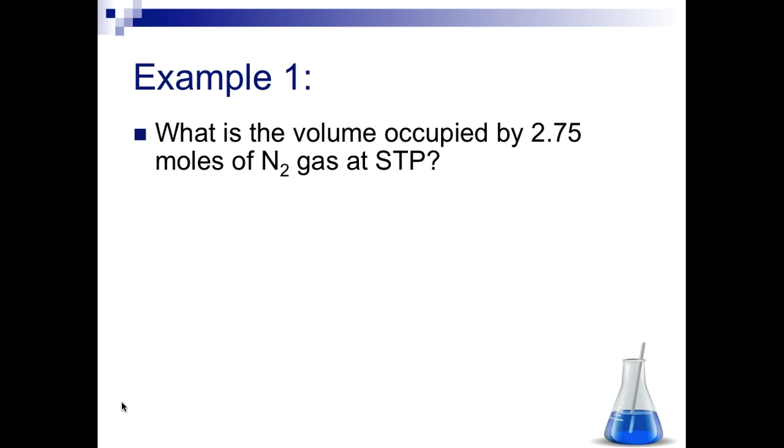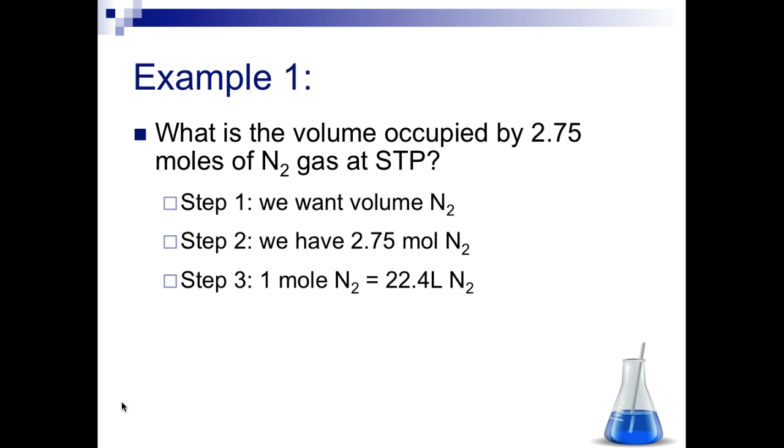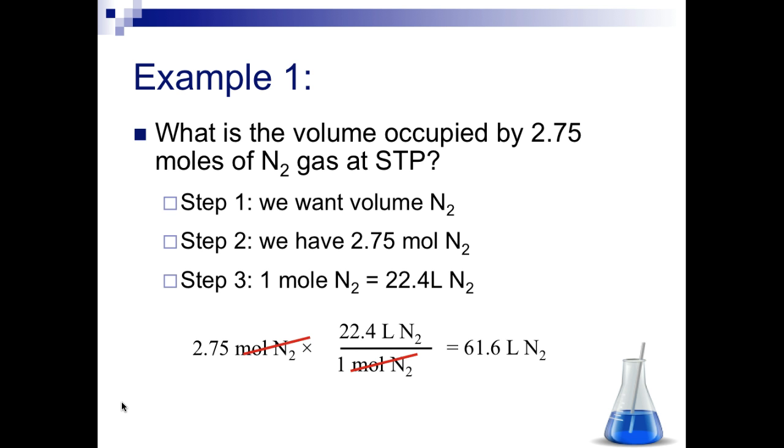What is the volume occupied by 2.74 moles of N2 at STP, at standard temperature and pressure? So we want volume of N2, we're given moles, and we know that 1 mole of N2 is equal to 22.4 liters of N2. So we're going to start off with what we're given. We're going to multiply by our conversion factors. Moles are going to cancel. And we're going to do 2.75 times 22.4, and we're going to get 61.6. We have 3 sig figs in the numbers that we start off with, so we need to end up with 3 sig figs. So that is correct.